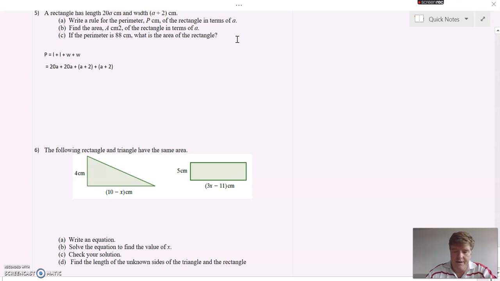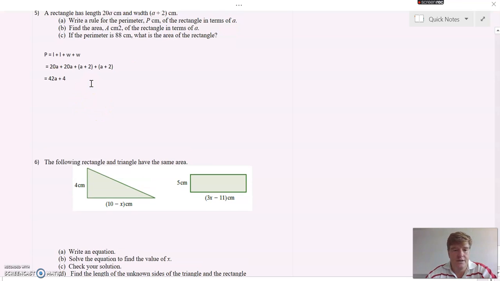But now we can start to add these things together. We've got 20a plus 20a, that's going to equal 40a, plus another a, plus another a. So that's going to be 42a plus, we've got 2 plus 2, 42a plus 4. So that's a rule for the perimeter. Perimeter of the shape equals 42a plus 4.